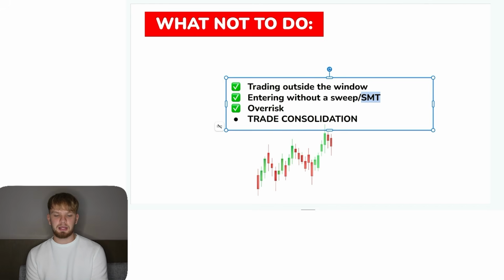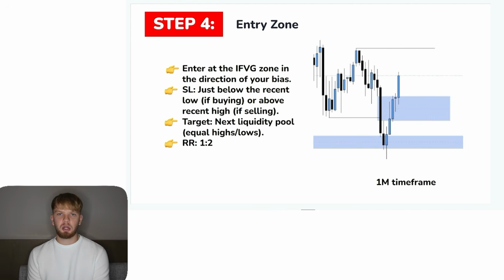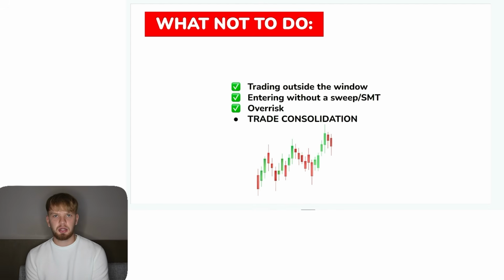I haven't actually mentioned what an SMT is yet. All an SMT is, is when we take a high or a low on one instrument but not on the other instrument. For example, when you are trading, you need to look at two charts: NASDAQ and ES, or two correlated pairs. Let's say that we have a high created on NASDAQ at 10 a.m. and we have a high created on ES. If we sweep that high on NASDAQ and we don't take that high on ES, that is an SMT.